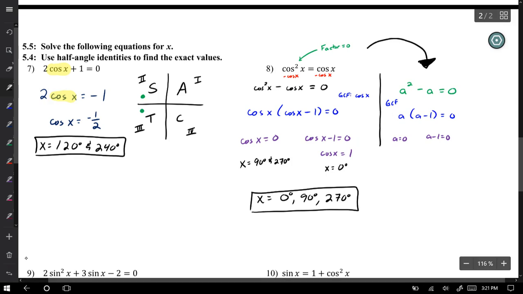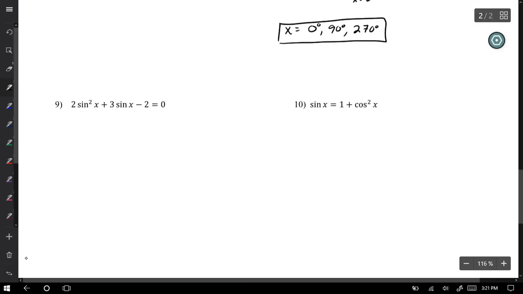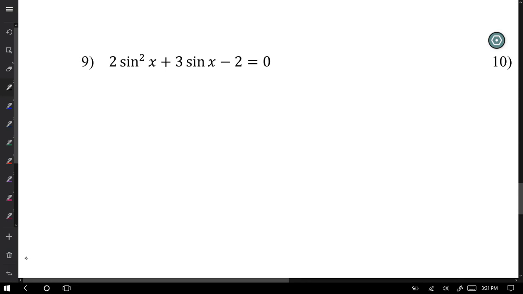So let's take a look at number 9. And again, how do we do number 9? Well, I notice it's equal to 0. That's nice. And I see a squared. So same idea. If I see a squared, I'm going to think factor. It's already equal to 0 for me, so that kind of helps me out. My job next is to figure out, well, how do I factor?